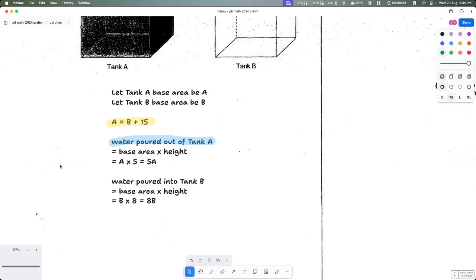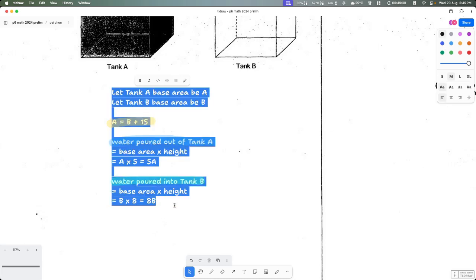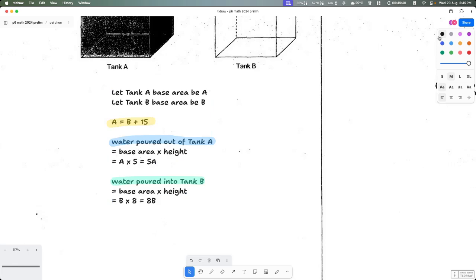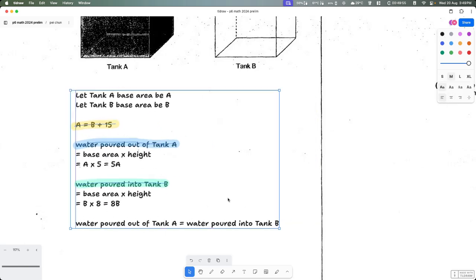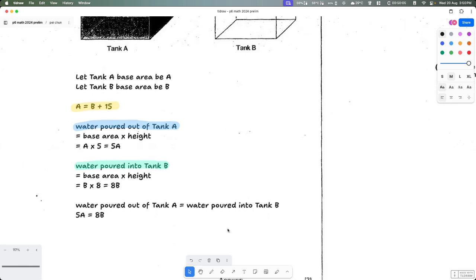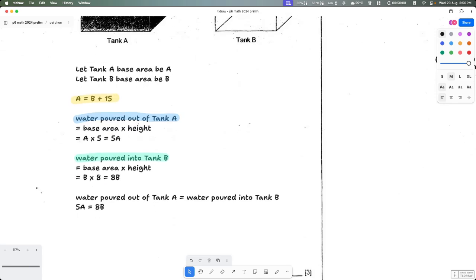Okay, water poured out. Let me highlight it. Now we know that the water poured out of tank A is equal to the water poured into tank B. So 5A is equal to 8B. Pretty straightforward. Then now it's just putting in.